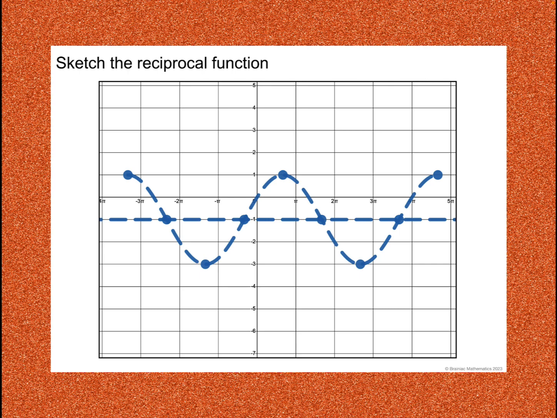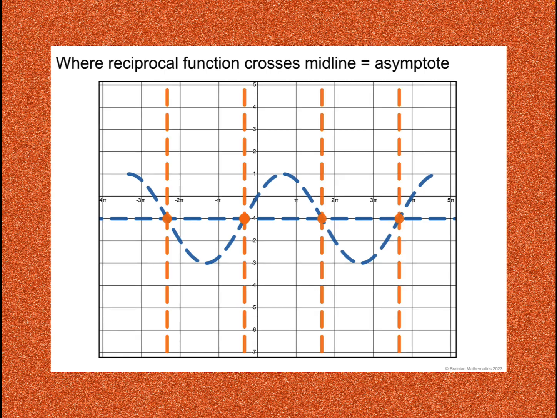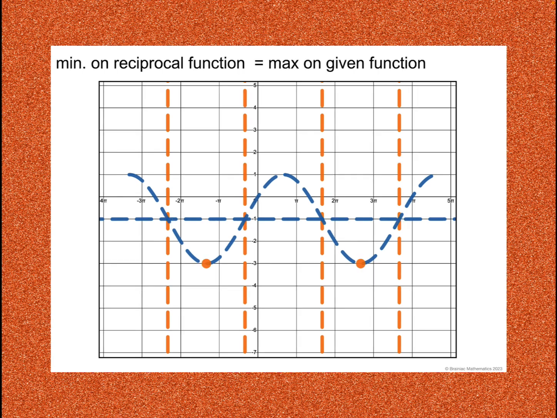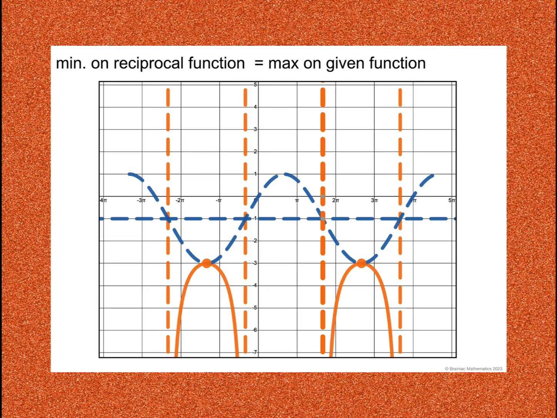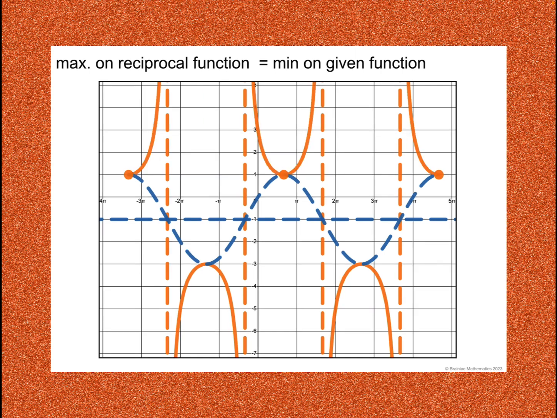Now that we have our reciprocal function's graph, we're ready to graph our original trig function. To do that, we need to figure out everywhere that this graph crosses the midline. When the reciprocal function crosses the midline, that's going to be equal to asymptotes of our original function. Now that we have our asymptotes, we identify all the minimum values on our reciprocal function. Those minimum values will become maximum values, so we flip over the u's. Then we identify all maximum values. These maximum values will now become minimum values. And taking away our reciprocal function, that leaves us our final graph.